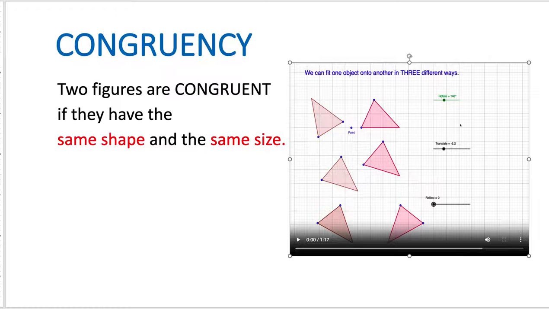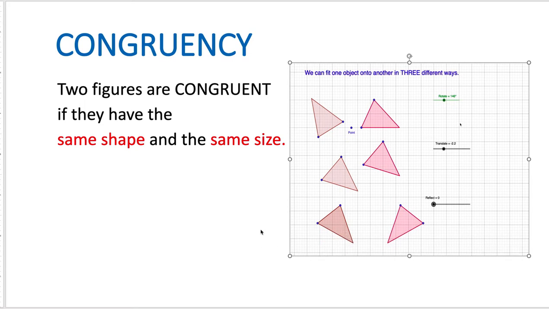This is a lesson on congruency. Two figures are congruent if they have the same shape and the same size. We'll now watch a video to see how two triangles are congruent. Two triangles are congruent if one triangle can fit exactly onto the other triangle.